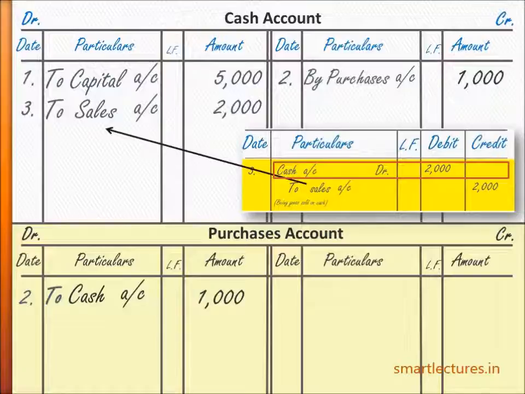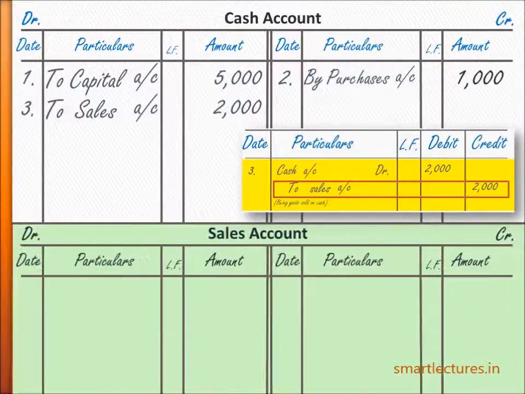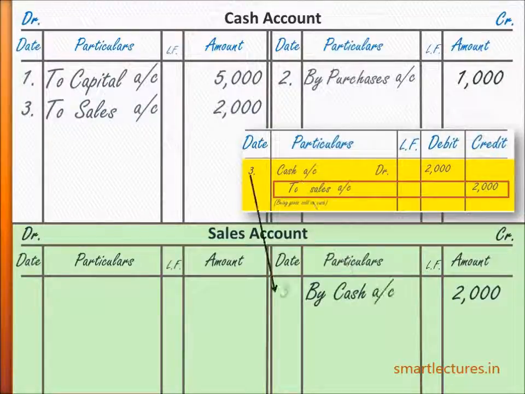Now come to the sales account. In the journal entry, there is "To sales account rupees 2,000". It means sales account has been credited by rupees 2,000. We have to do the same thing in ledger posting. We have to credit sales account. It means we have to write down 2,000 on the credit side. So "By cash account", and the date will be 3.